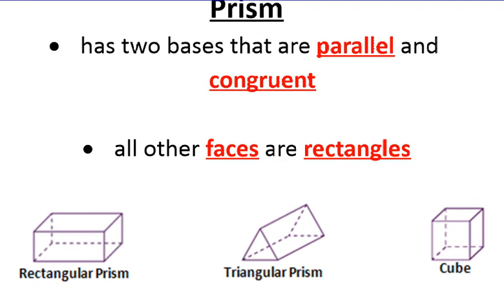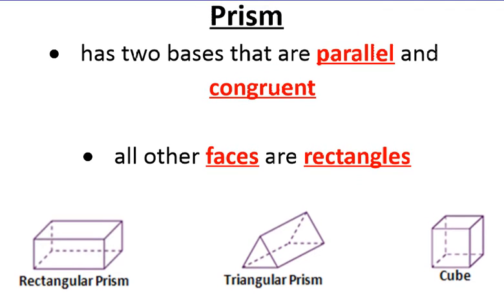Alright, so we're going to be talking about different shapes. We're going to be talking about prisms and pyramids, lots of different shapes. So let's first start off with prisms. A prism is a type of 3D figure. It has 2 bases that are parallel and congruent, which means that the 2 bases are going to be the exact same dimensions. They're going to have the same measurements. They're parallel and they're congruent.